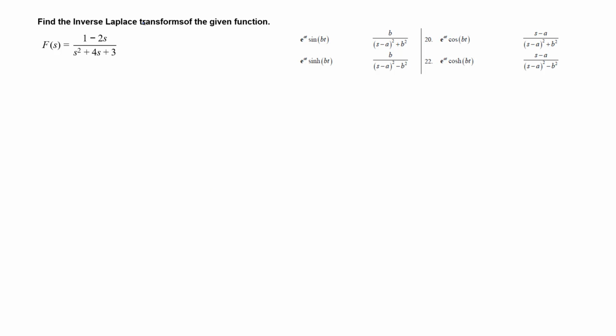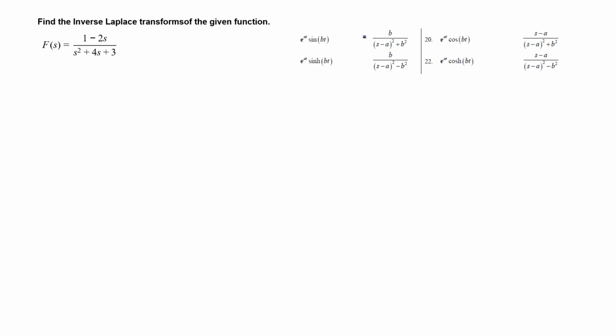Find the inverse Laplace transform of the following function. So we have 1 minus 2s over s squared plus 4s plus 3. The bottom is a square, and looking at the table, we want to write the bottom as a sum of two squares or a difference of two squares.